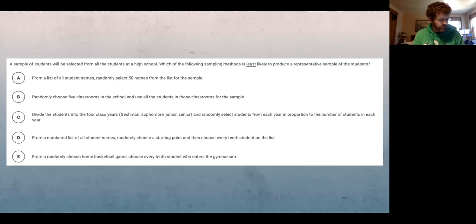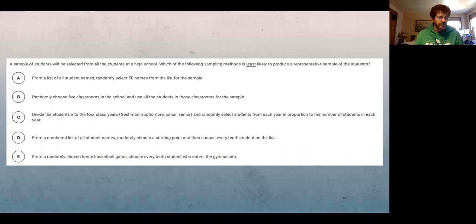All right, a sample of students will be selected from all students at a high school. Which of the following sampling methods is least likely to produce a representative sample of the students? All right, so you know what we're looking for, but let's go through this real quick. We've got the first one. From a list of all student names, randomly select 50 names from the list for the sample. Is this one representative? Well, it seems like it's a random selection of 50 from all student names. Yeah, that seems like it could be representative.